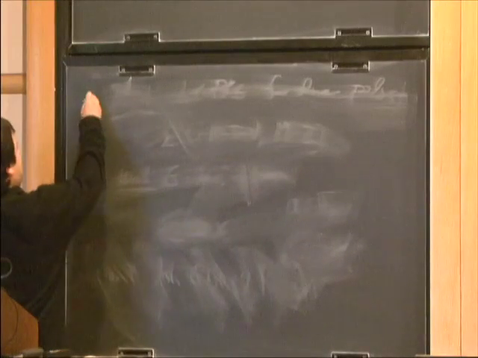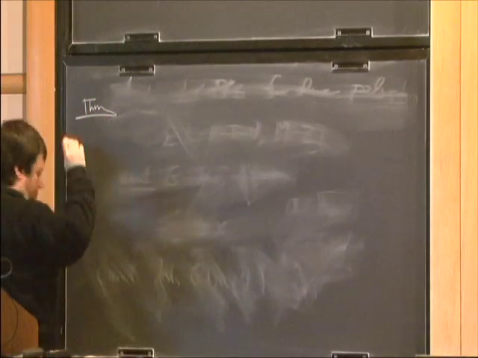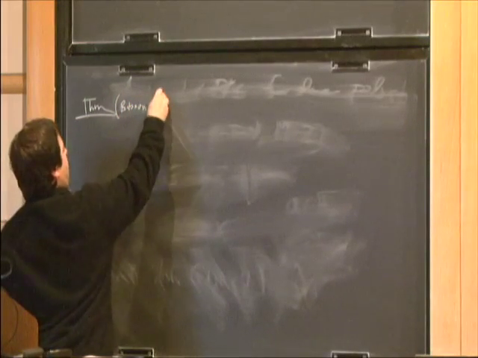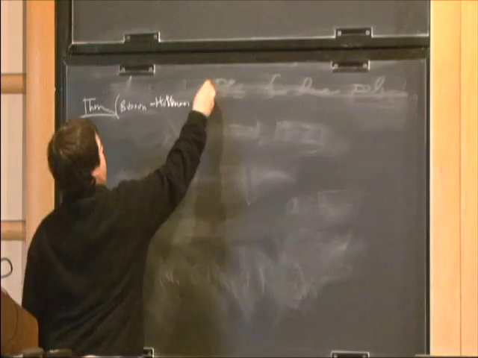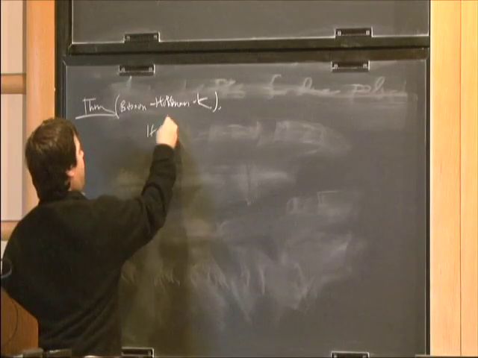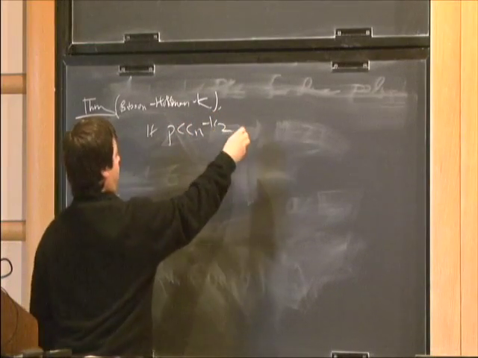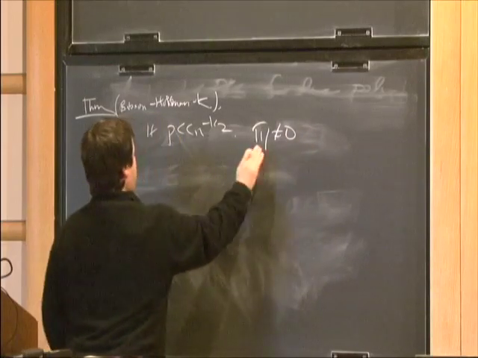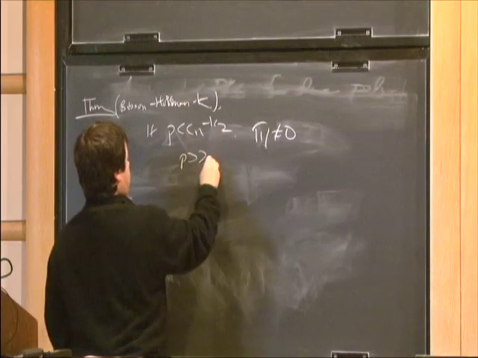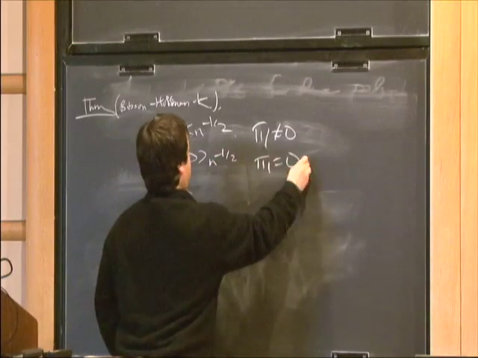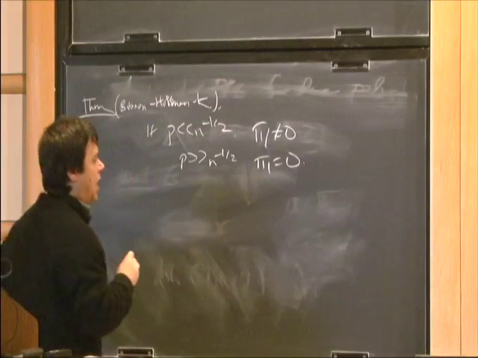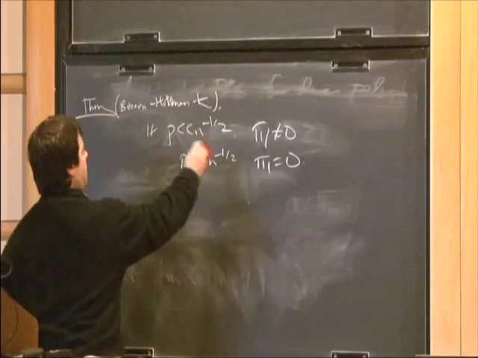So with this same model, Eric Babson, Chris Hoffman and I looked at pi1. Sorry for briefly repeating the content of my 15-minute talk from last week for those of you who were there. But if p is much less than n to the minus 1/2, then pi1 is not 0. And if p is much greater than n to the minus 1/2, pi1 is 0. So the threshold for the fundamental group is a lot different than the threshold for first homology.